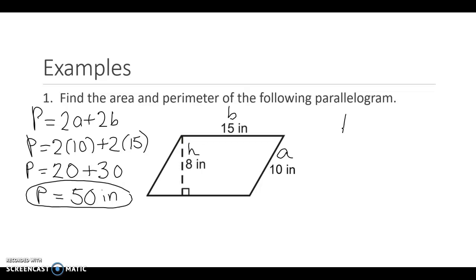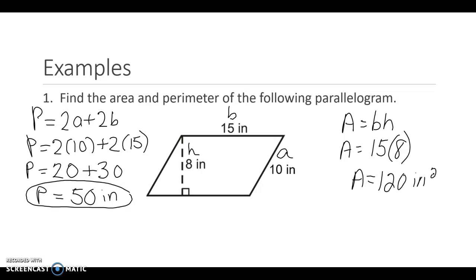Now let's go over here and do the area. Area is base times height. The base is 15. The height is 8. That is perpendicular to the base. 15 times 8, that's going to be 120. When we're looking at area, we are measuring in square units. So in this case, square inches. So that is my perimeter and area.